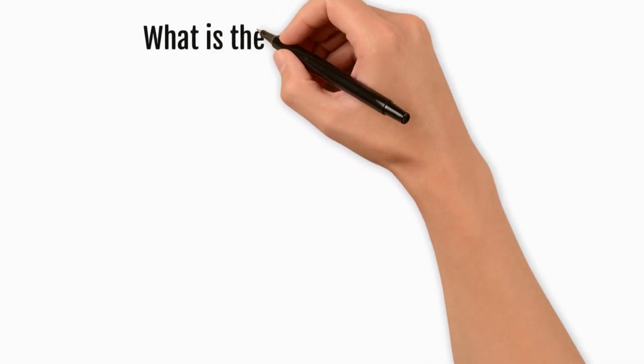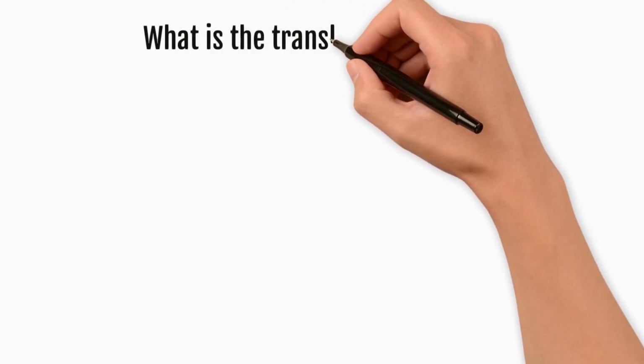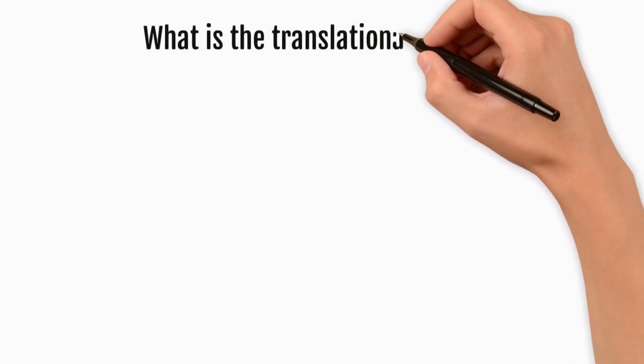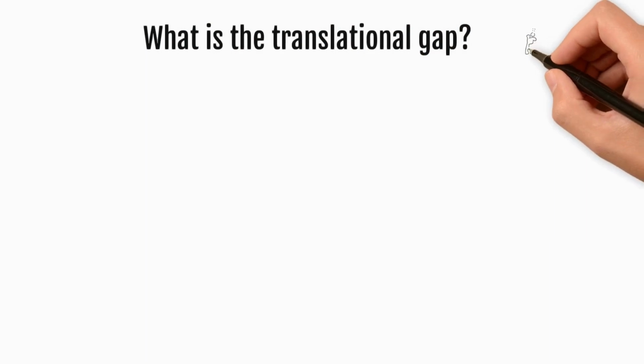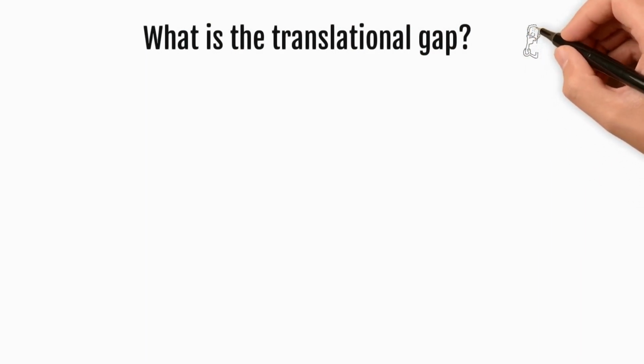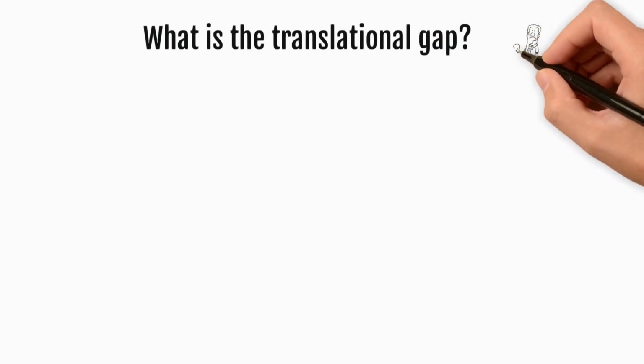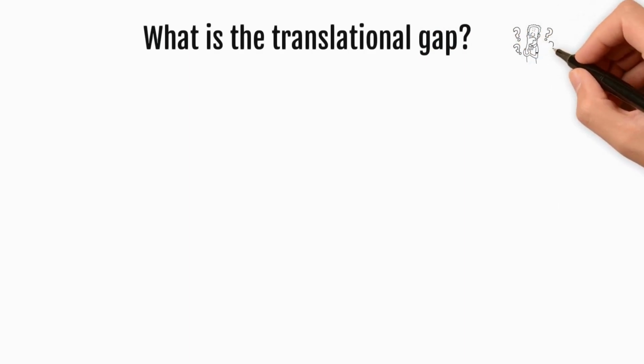Let's start from what the translational gap actually is. The translational gap is essentially an issue that scientists face when they try to make predictions about humans based on animal models. Let me try to explain this with an example.